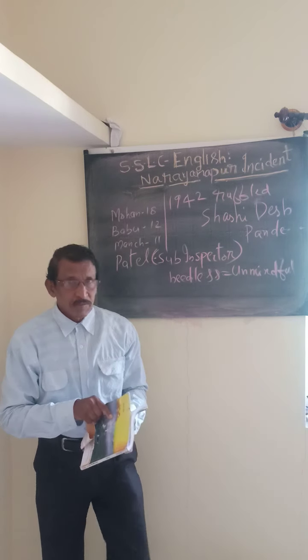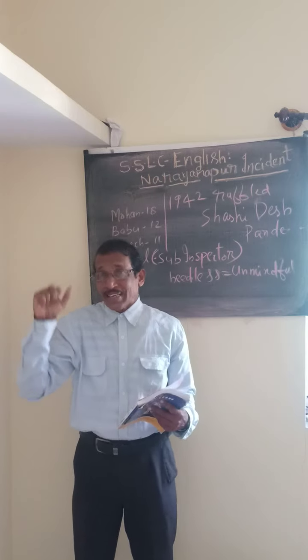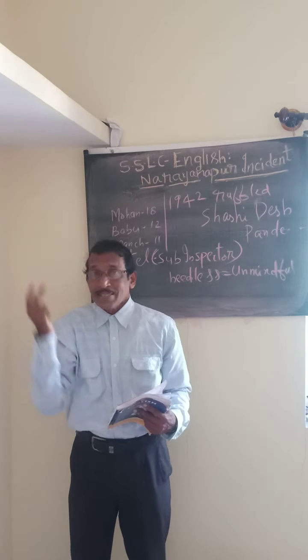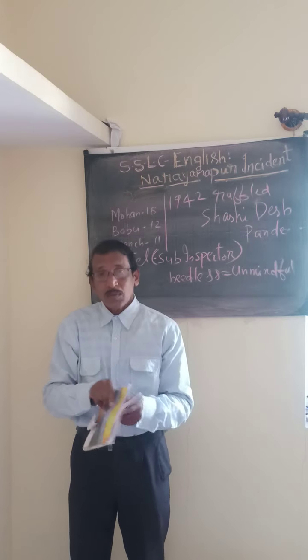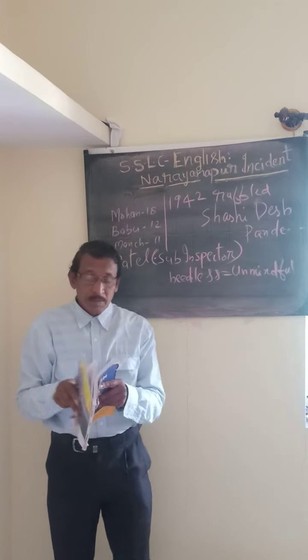So they were very active. They just shouted, they raised the slogan. What was the slogan? Mahatma Gandhi Ji Ki Jai. The others also followed. They also shouted.